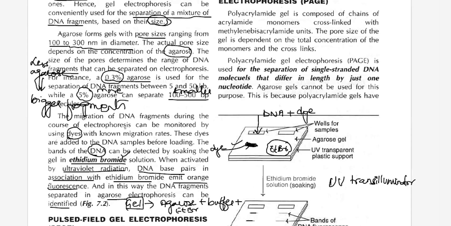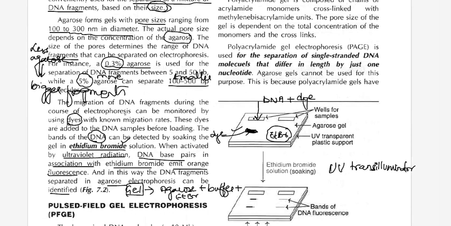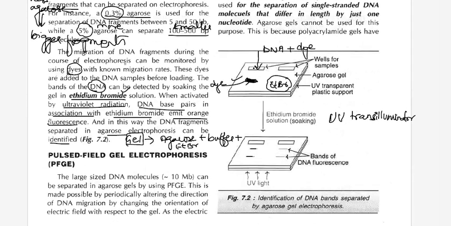Then there is another kind of gel electrophoresis, which is pulse field gel electrophoresis. Large size DNA molecules, around 10 megabase pair, can be separated in agarose gel by using pulse field gel electrophoresis. How is it done? By periodically altering the direction of the DNA migration, by changing the orientation of the electric field with respect to the gel.